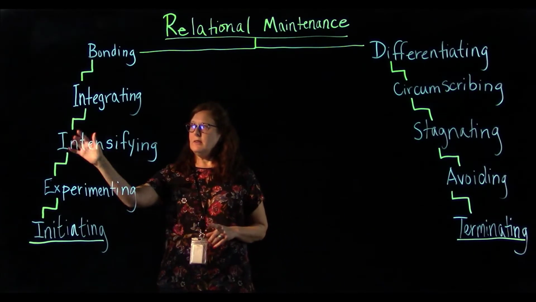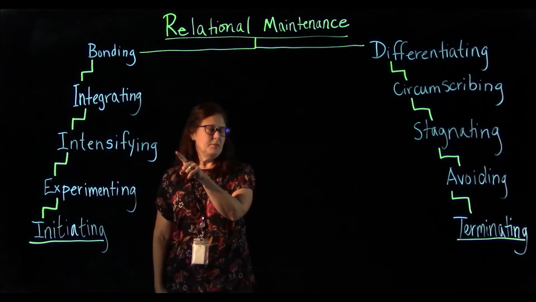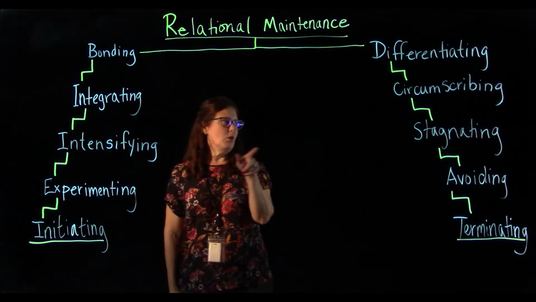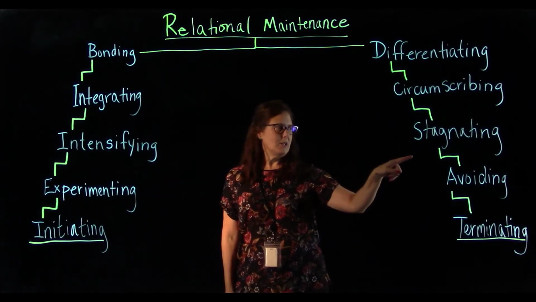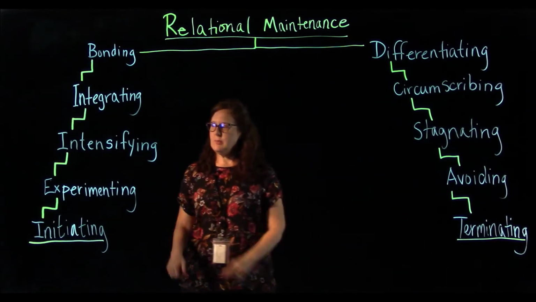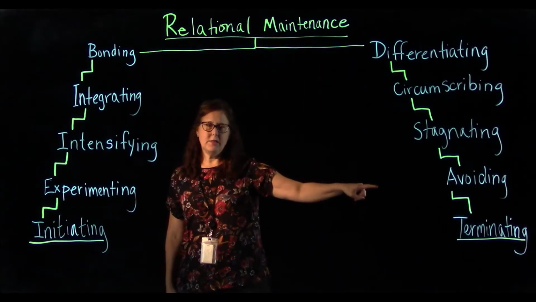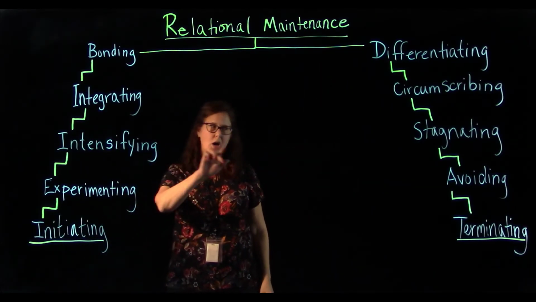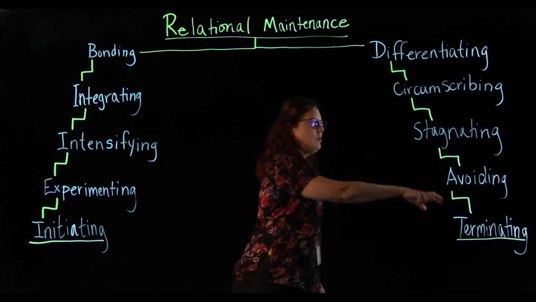One thing I want to clarify here, that with the stages, immediately we can go across here like a plank and go to avoiding and terminating. That to develop our relationships, we don't have to go through all of these stages. We can just walk on over here, avoid or terminate.